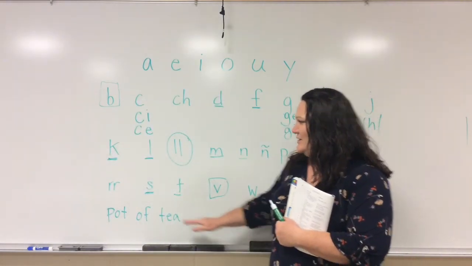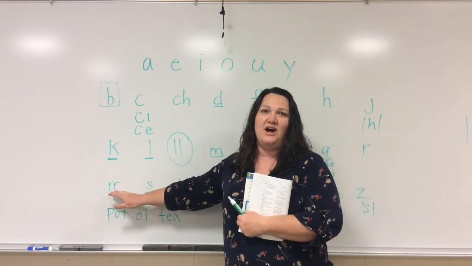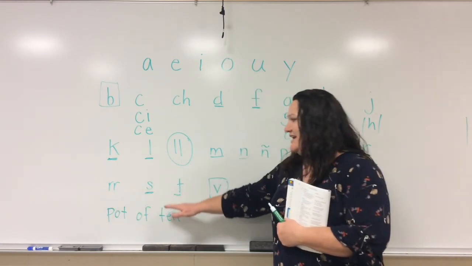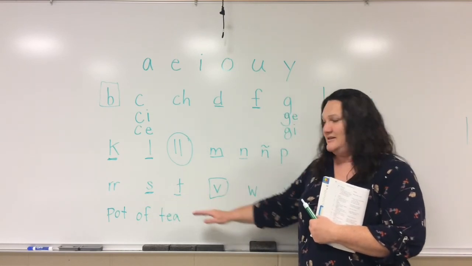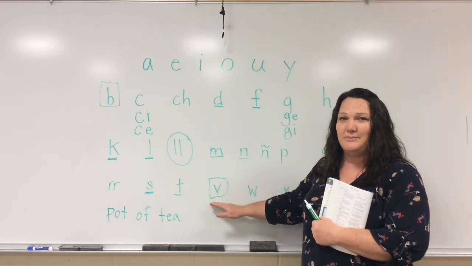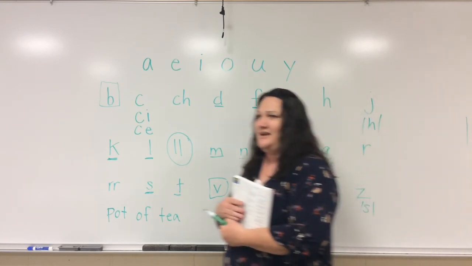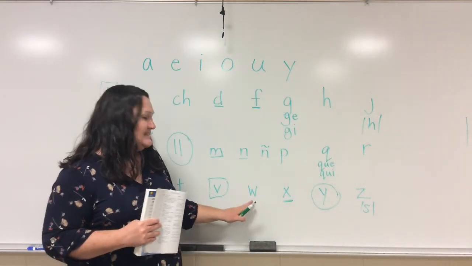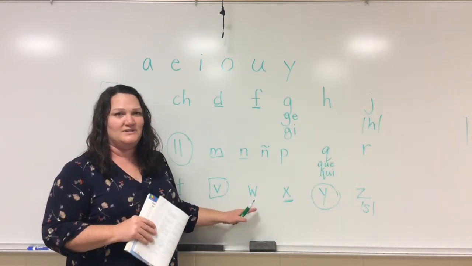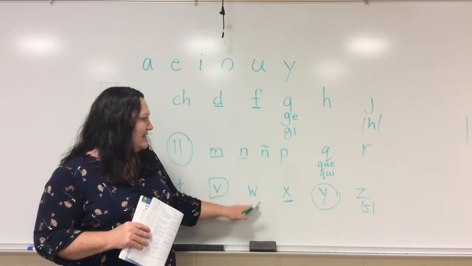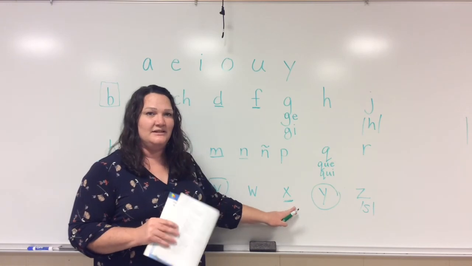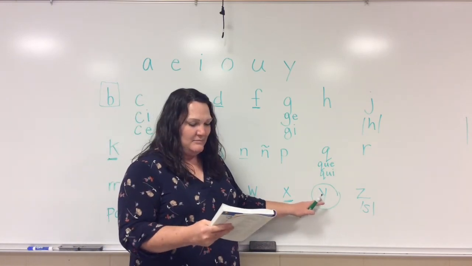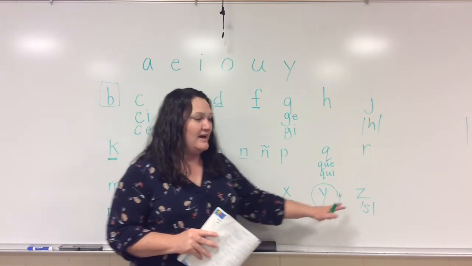Line number 3. We've got the double R that says R. The S says S. And we got T. But almost the V sound. And then again, the W only exists in English words like Hawaii, which they would say Hawaii, because the H would be silent. And then you got X. Then you got Ya, and you have S.